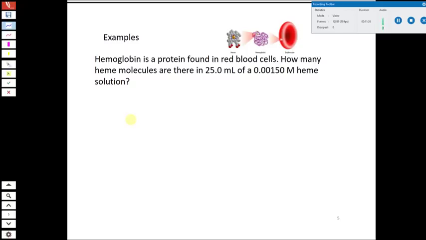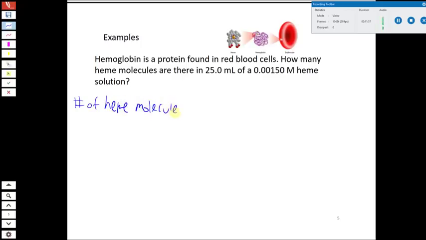All right, so if we want to look at this problem here, we have a solution of hemoglobin, which is the protein found in red blood cells. We want to know how many heme molecules, heme being the cofactor in hemoglobin, are there in 25 milliliters of a 0.00150 molar heme solution. So here we were given molarity. We're not going to actually have to calculate it, but we're going to use it to help us solve this problem. So we start by writing out what we're looking for, which is number of heme molecules.